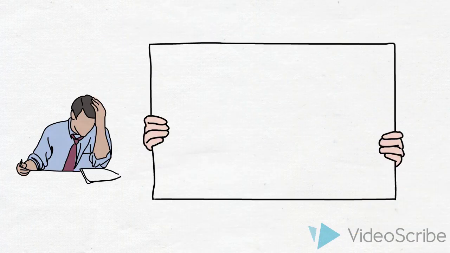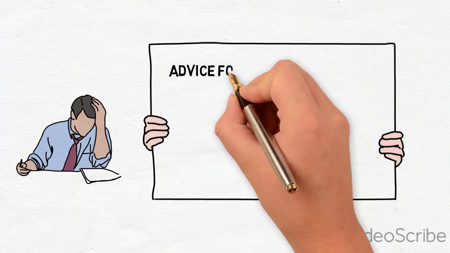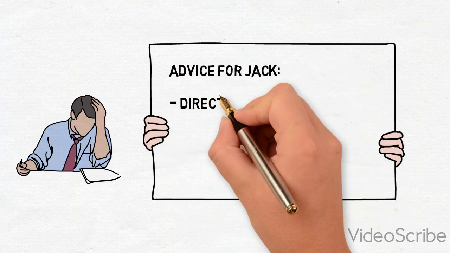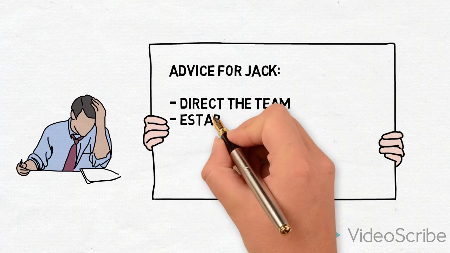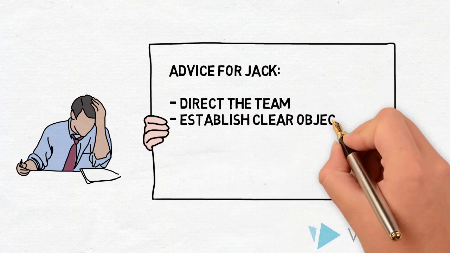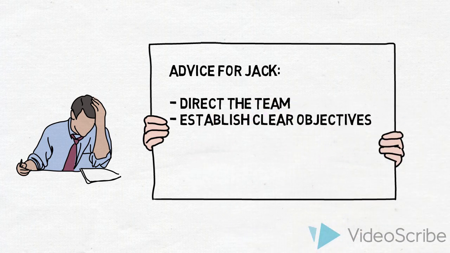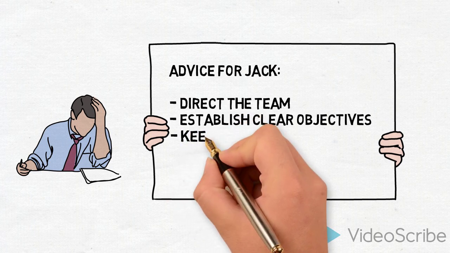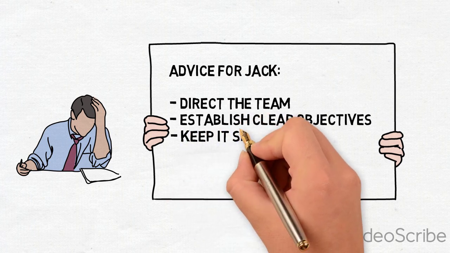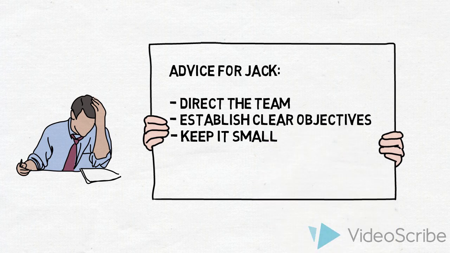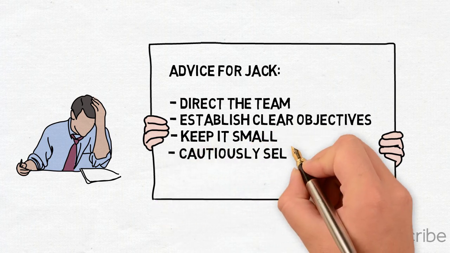Here is some advice for Jack. It is very important here for Jack to direct the team, and establish clear objectives, both for the team as a whole and for individual team members. It is also important that there are not too many people in the team. Keep it small. The ideal size for a team is 6 members and it is important to cautiously select your members.